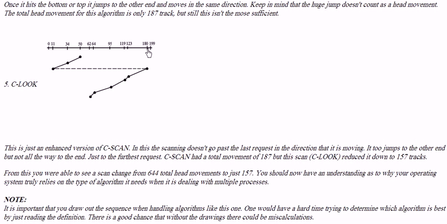Instead of 199, we have 180, right? So we have 19 from this side, and we have 11 from this side, so we got about 30. If we subtract 30 from 187, we're going to have 157 tracks. So this is much better than the previous one, the C-scan. So C-look is the best.